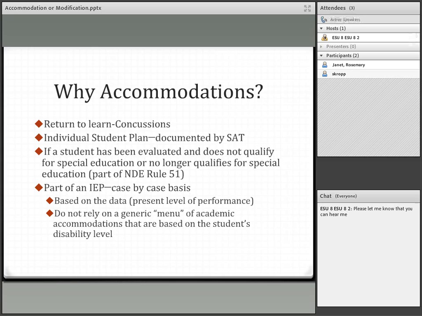You also might have accommodations as part of an IEP, an individual education plan, through special education services. And again, these really need to be considered on a case-by-case basis. We want those based on the data that is presented at the IEP meeting, like based on the present level of performance or other data that is gathered. And we don't want to rely on a generic menu of academic accommodations that are based on the student's disability category. So they need to really be individualized.